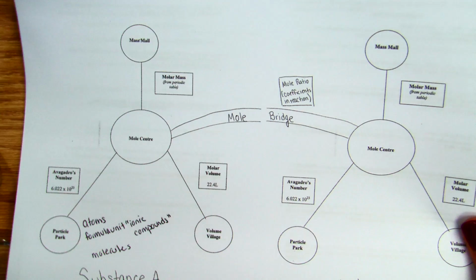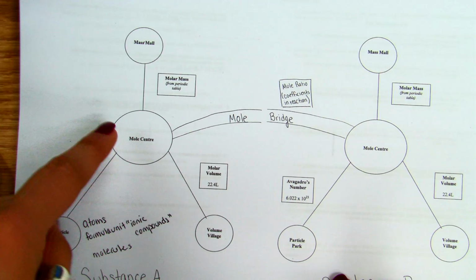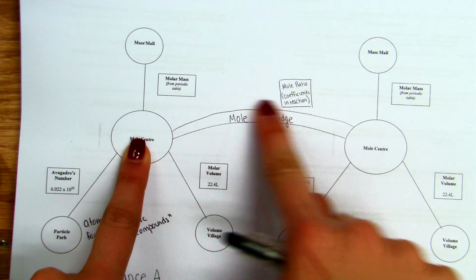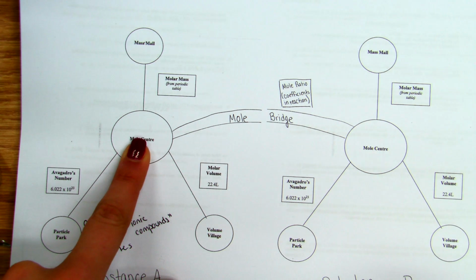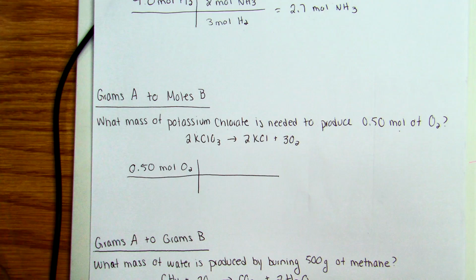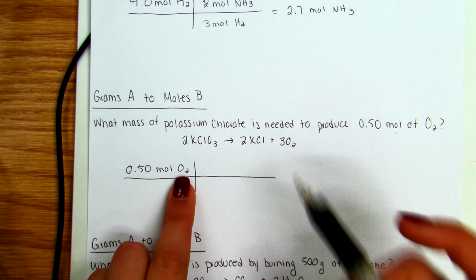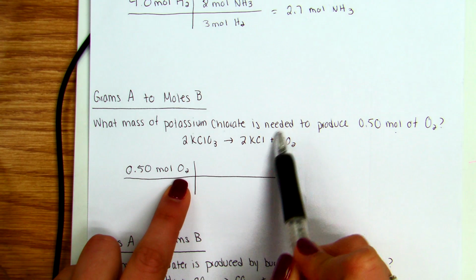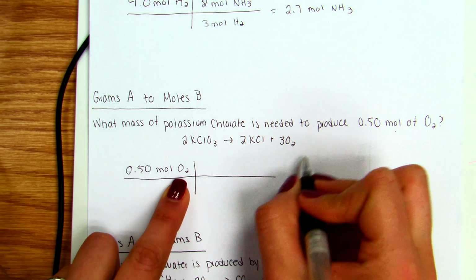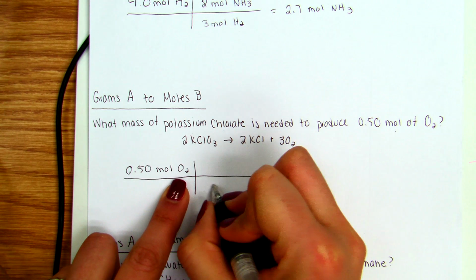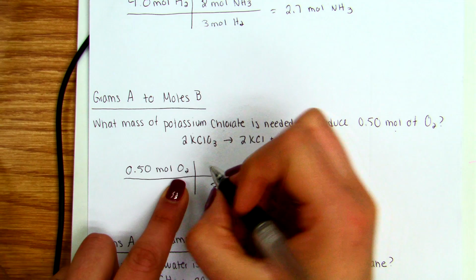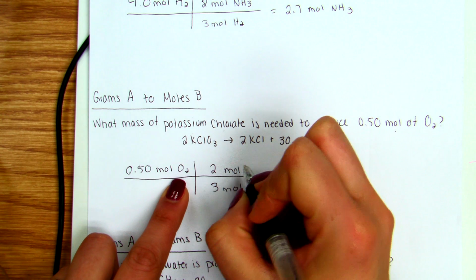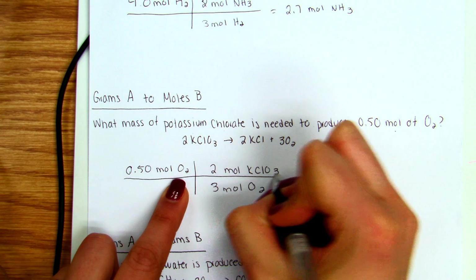What I want to do is go back to my diagram here. So I'm starting with moles of substance A and I'm trying to get all the way to mass of substance B. So I'm going to do a mole ratio and then use my molar mass to convert. Now once I'm over here, I'm only using substance B. So for every 0.5 moles of oxygen, we have to look at the moles of oxygen that are in the equation. So that's what's going to go on bottom. So we have 3 moles of oxygen, and we're trying to get to potassium chlorate, so that is 2 moles of potassium chlorate.